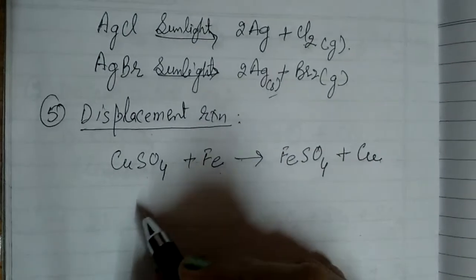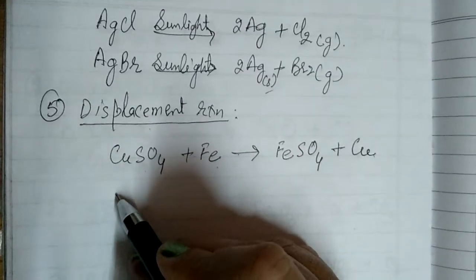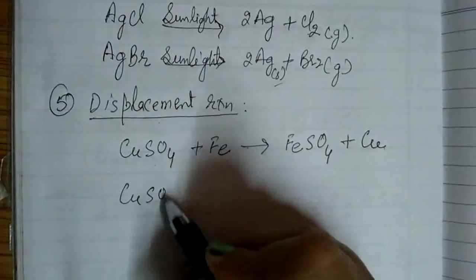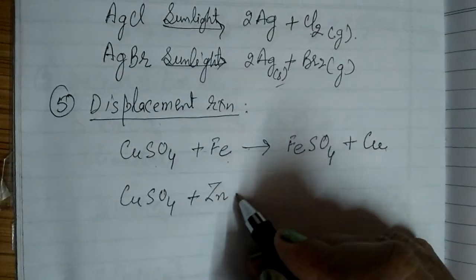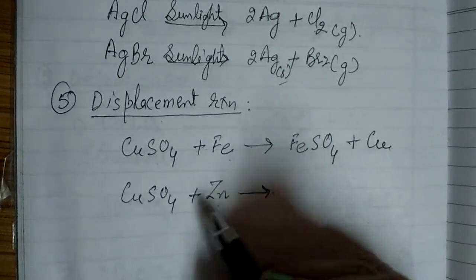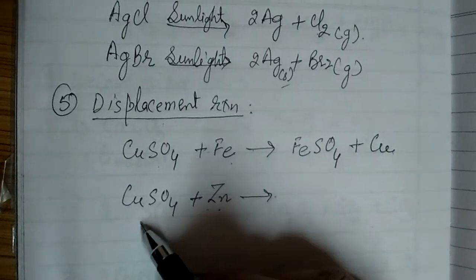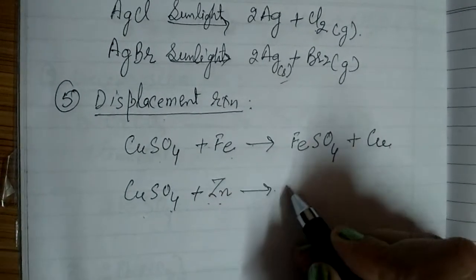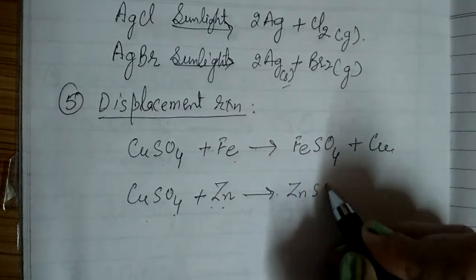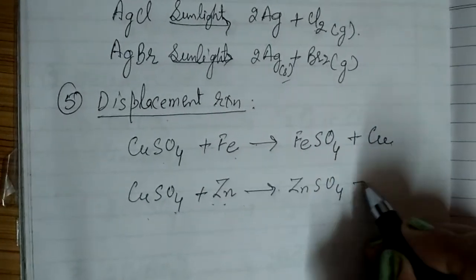One more example we have here is again with copper sulfate. This reaction is between zinc and copper sulfate solution. As we know that zinc is more reactive than copper, therefore it will displace the copper from copper sulfate solution and form the compound called zinc sulfate.